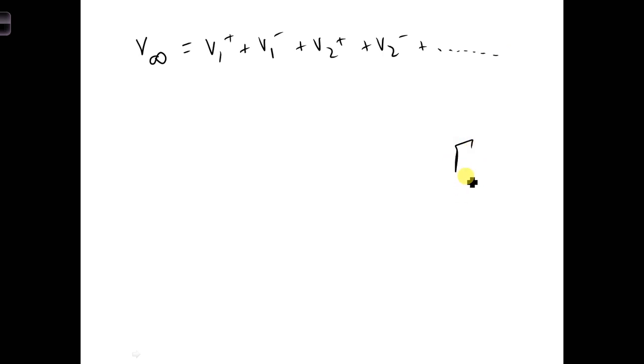Well, one option, of course, is to add up all these reflections one by one. So V, the steady state voltage, which I'll call V infinity, is V1 plus plus V1 minus plus V2 plus plus V2 minus, and so on and so forth. This seems rather tedious. We might imagine there's a more efficient way to find the answer, especially because we're multiplying by the same reflection coefficients each time the wave reaches the generator or the load. And indeed, there is a more efficient way.